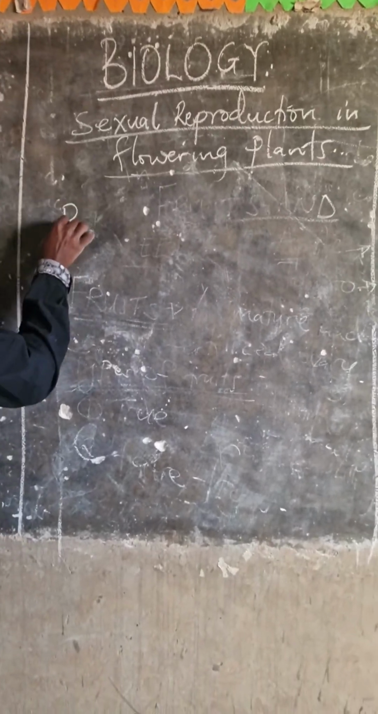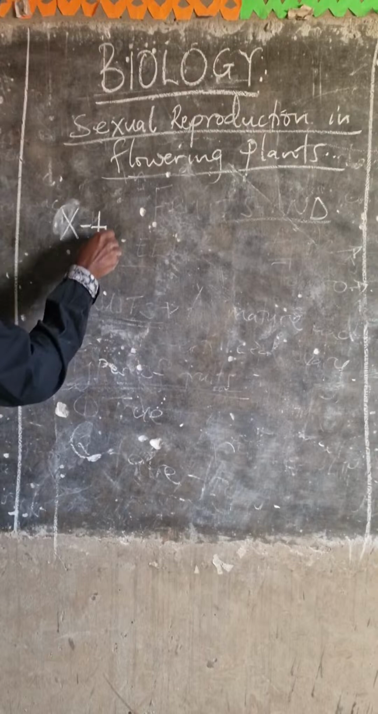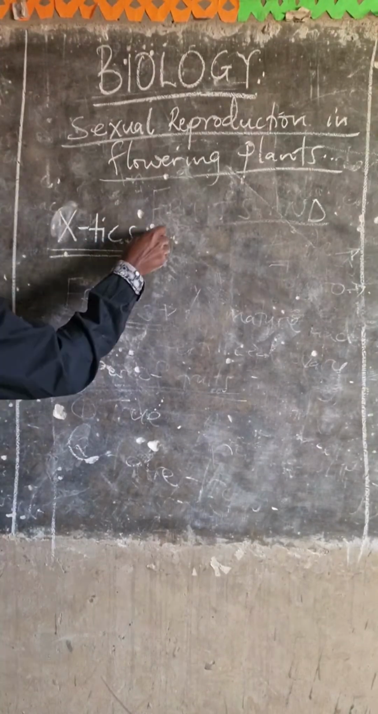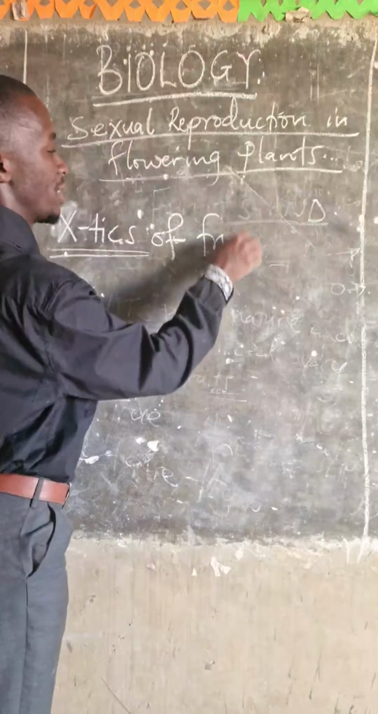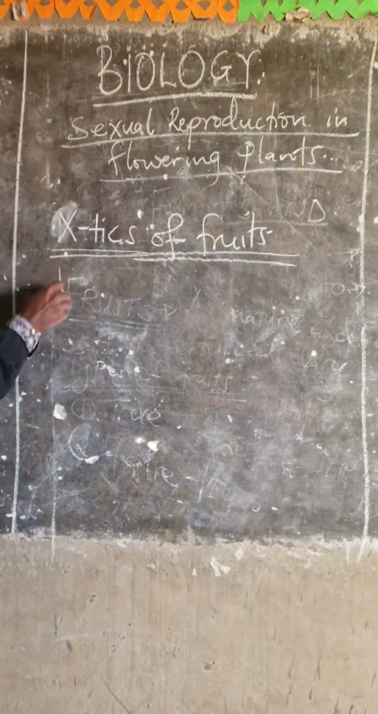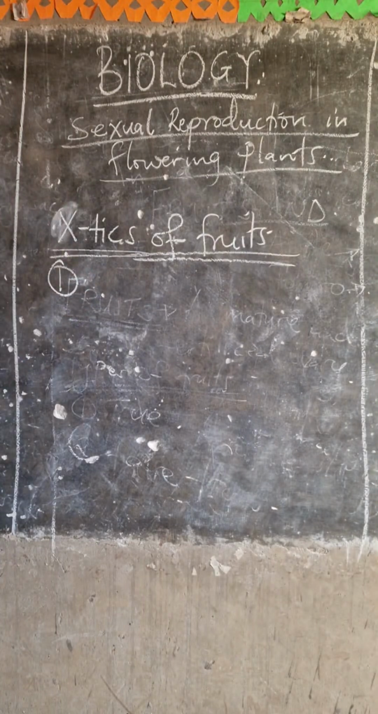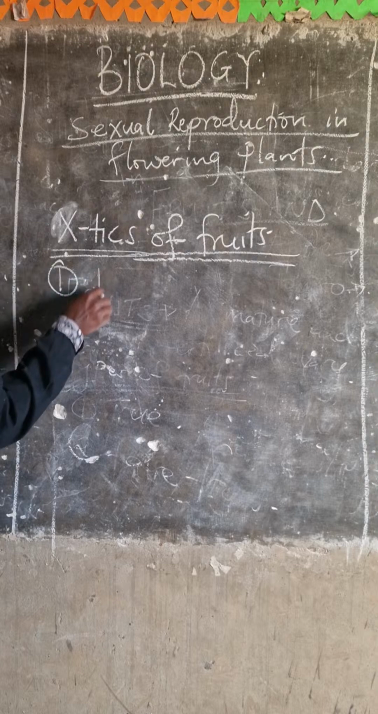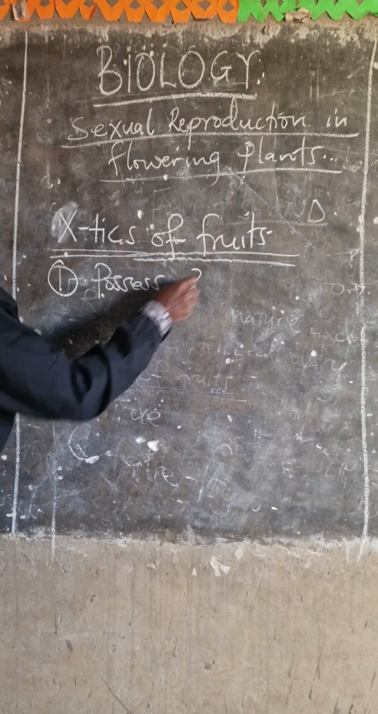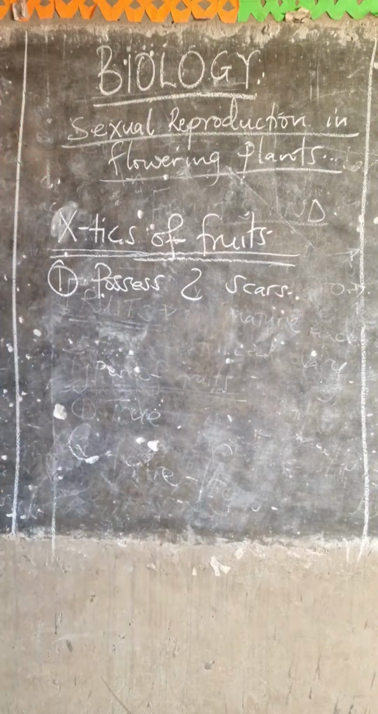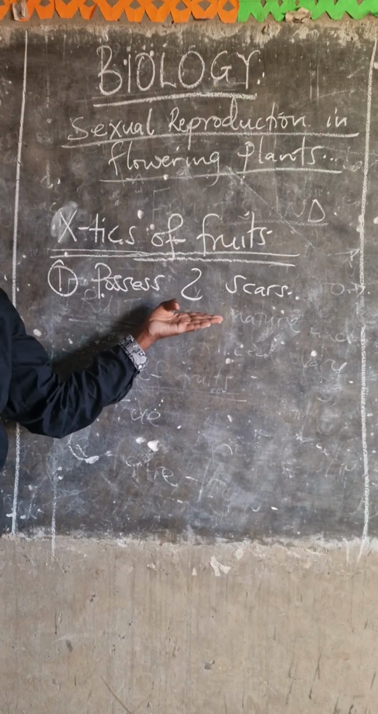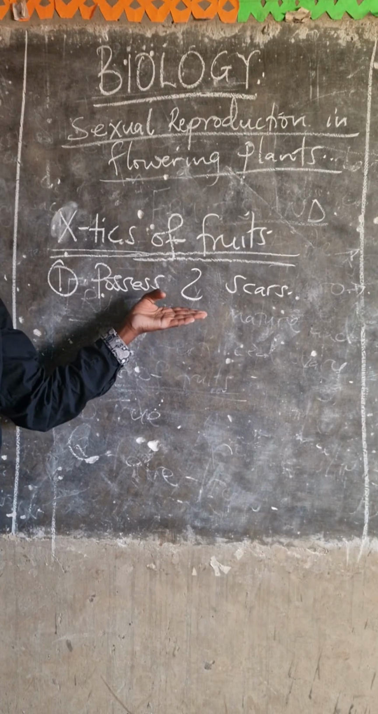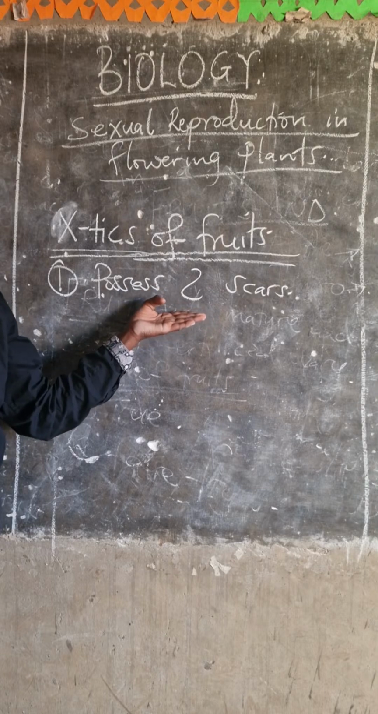There are reasons why fruits are called fruits. Practical reasons. One, all fruits possess two scars. One scar is left after the disintegration of the calyx, and the other remains as the attachment to the style.